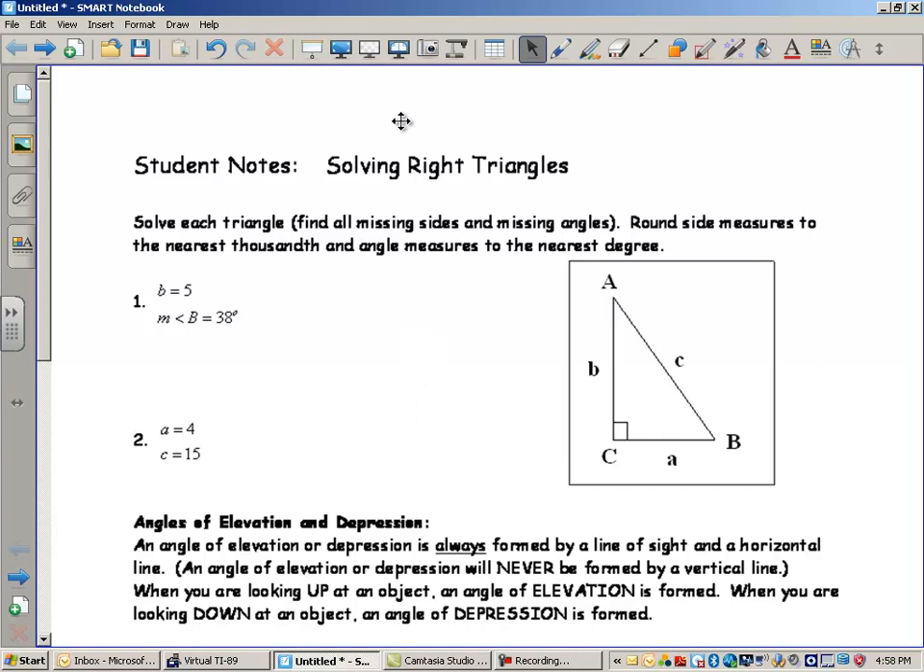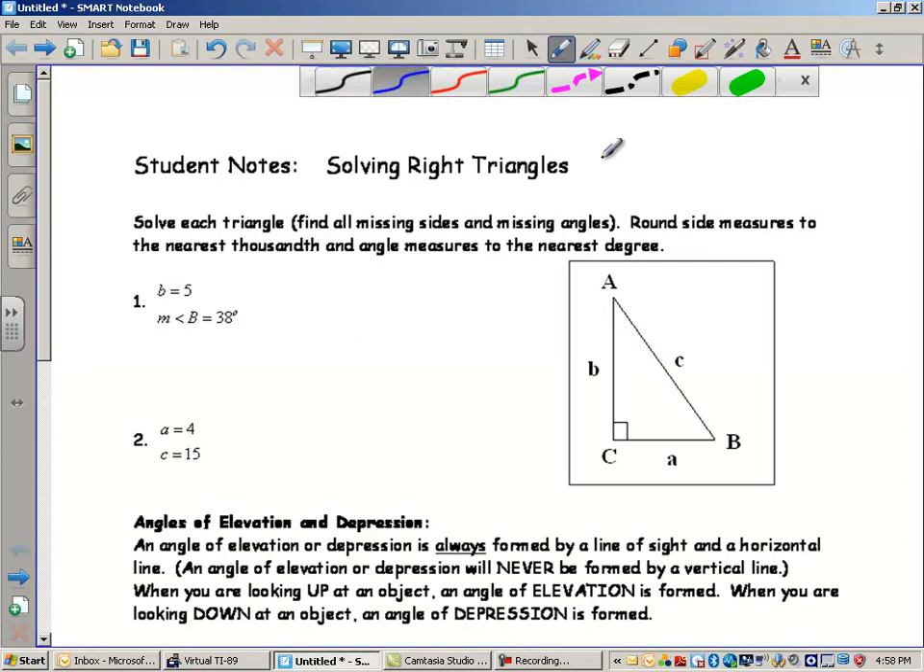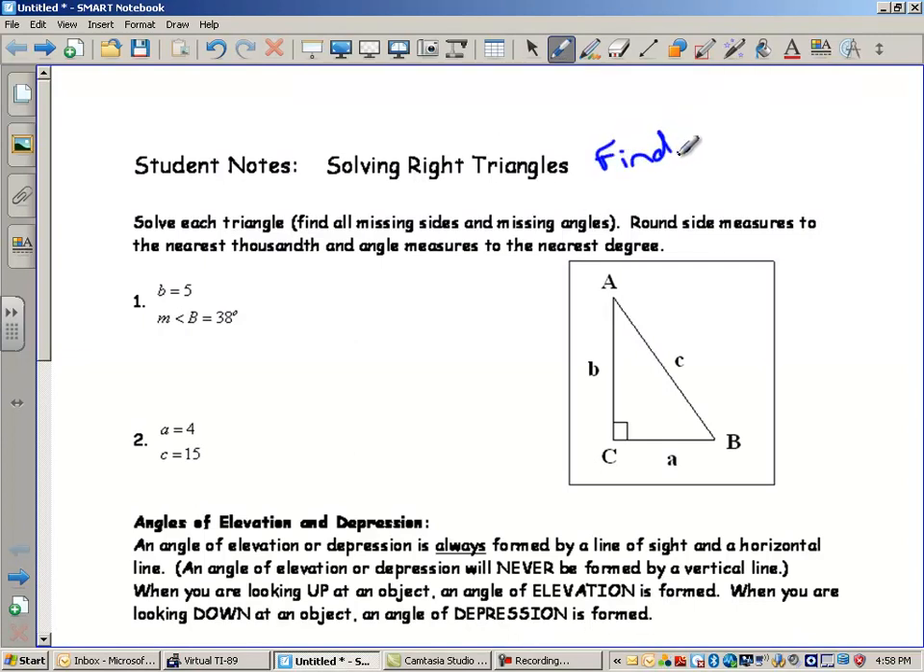And so we're going to do solving right triangles. We'll just jump right into this. We're going to find missing sides and angles. And whenever you solve a right triangle, this means you are finding all missing sides and missing angles, and you will be given some of them. Now there's going to be 3 sides and 3 angles, one of which will be a right angle, so that will be pretty easy.